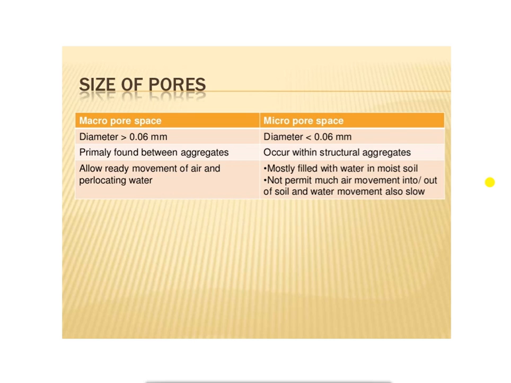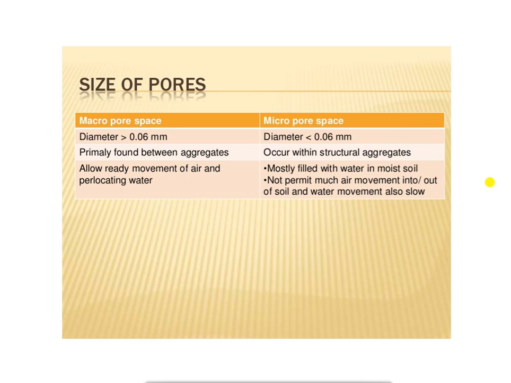Then size of pores. Pore space is divided into two: macro pore space and micro pore space. Macropores have a size greater than 0.06 millimeter, and micropores have a size less than 0.06 millimeter. Macropores are found in between aggregates, and micropores occur within structural aggregates.